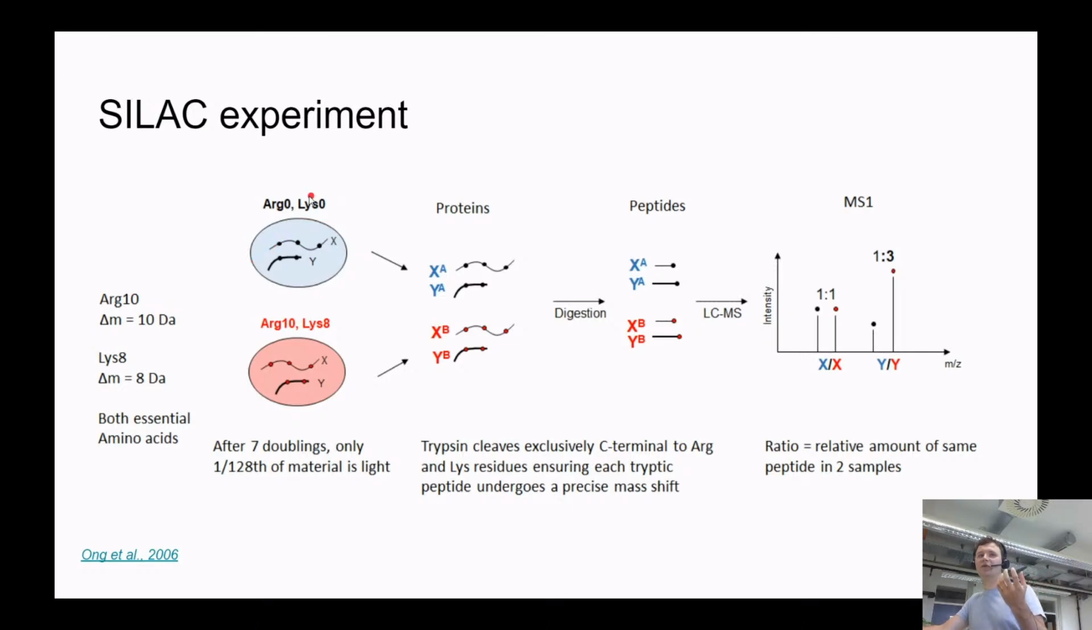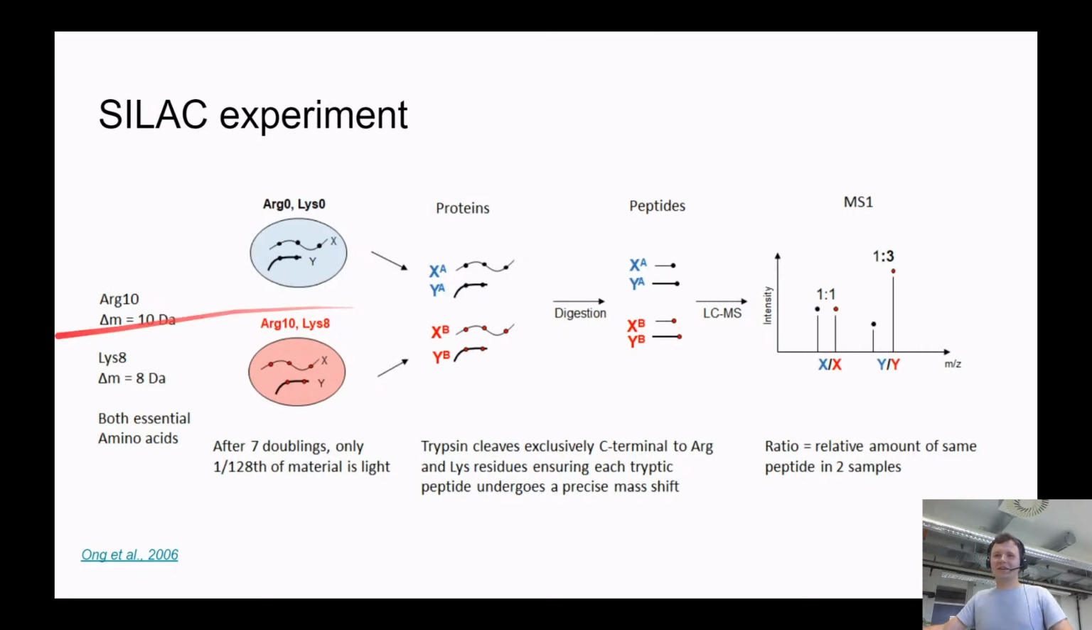And what does the 0 stand for? It means that we don't have any additional isotopes. All carbons are carbon 12, all oxygen is oxygen 16, etc. And all hydrogen is hydrogen, not deuterium.